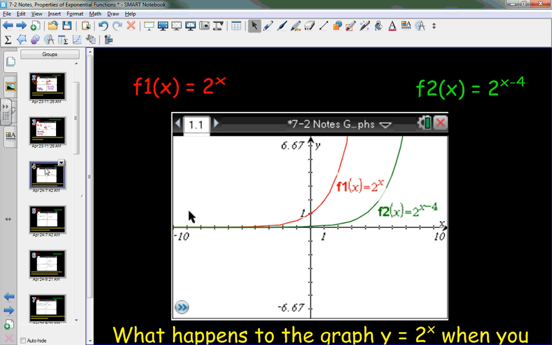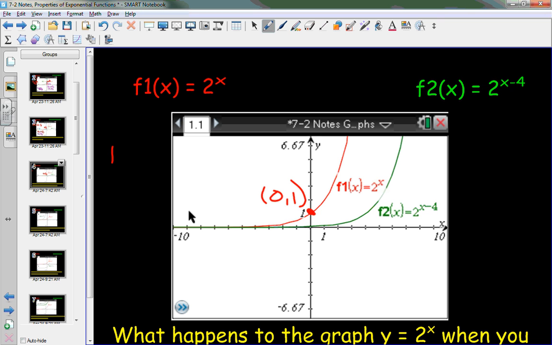So let's go on to the next one here. I have f of x is equal to 2 to the x minus 4. The minus 4 is in the exponent position, correct? So my question to you is what's happening to this graph? The red function is the normal function. So here's my y-intercept, 0, 1. What's happening to that point 0, 1? It's going to the right 4.